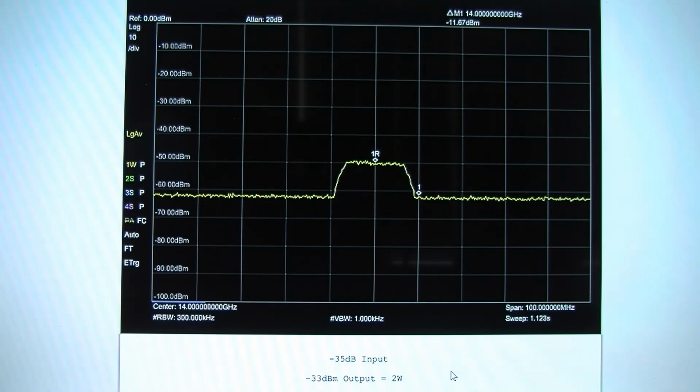Looking at our first plot, we see that the spectrum analyzer is set for a span of 100 megahertz. That's going to be 10 megahertz per division. This is an 18 megahertz carrier at a very low input power, negative 35 dBm. As you can see, the noise floor is just shy of 2 dB off of this negative 60 mark. The carrier is at the negative 50 mark.